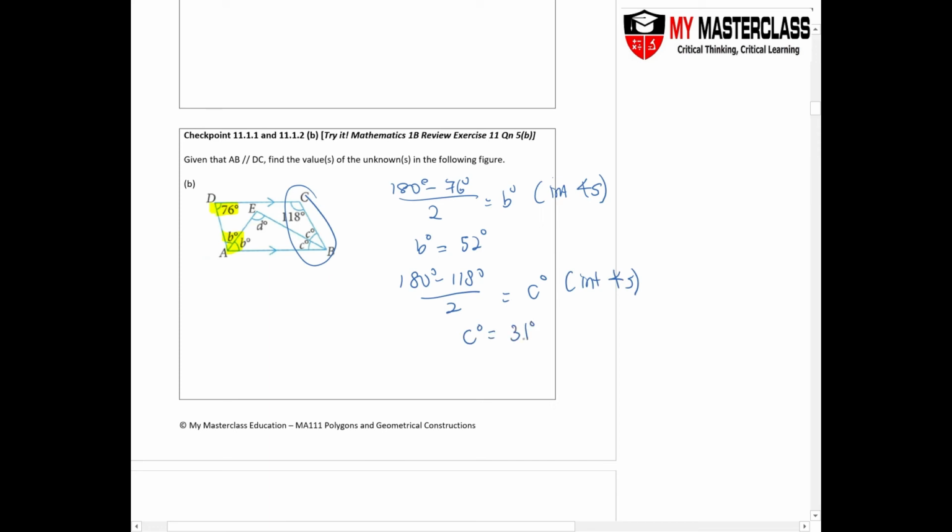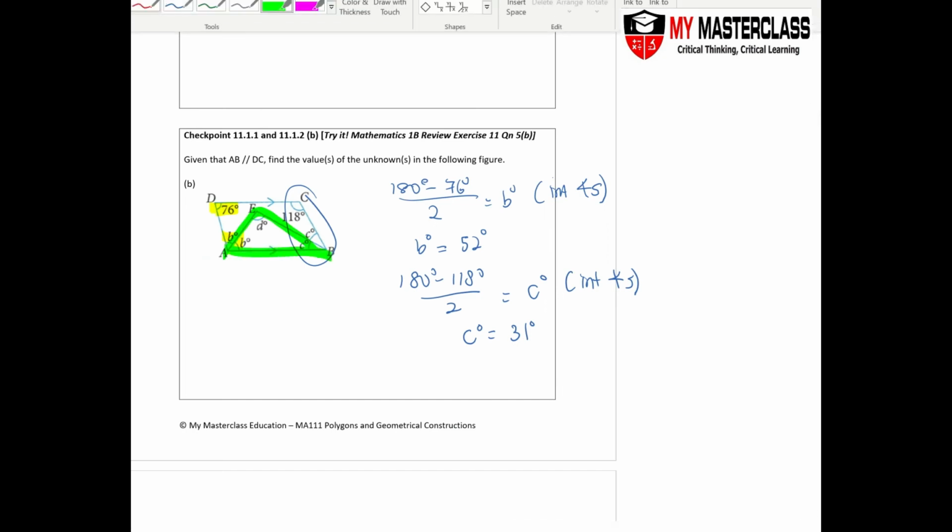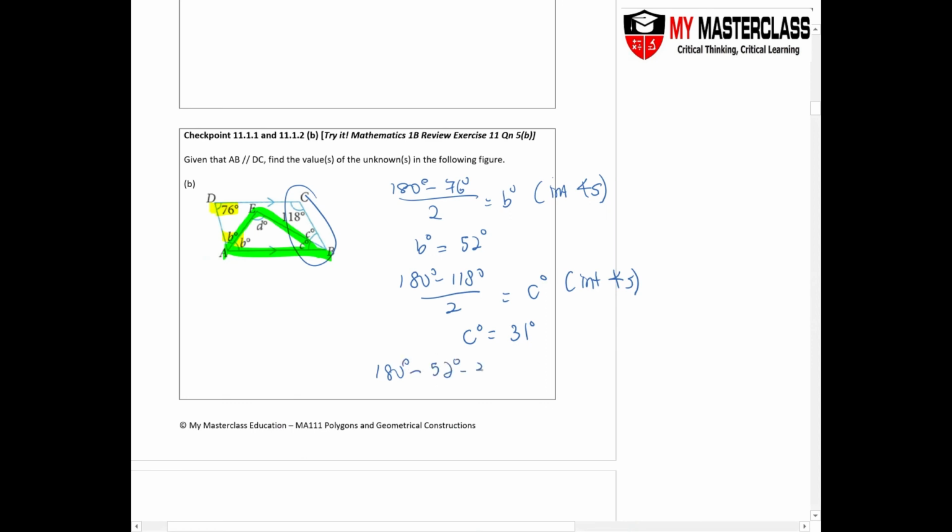Then once you're done, you will see this particular triangle. Let me highlight the triangle that I'm talking about. This triangle, can you see? So you would have 180 degrees minus 52 degrees minus 31 degrees, which will give you the D angle. And what's the reason? Angle sum of triangle. So therefore the D angle is equal to 97 degrees.